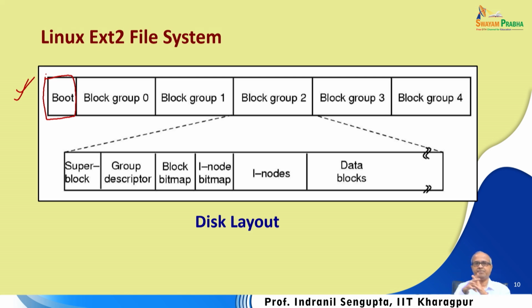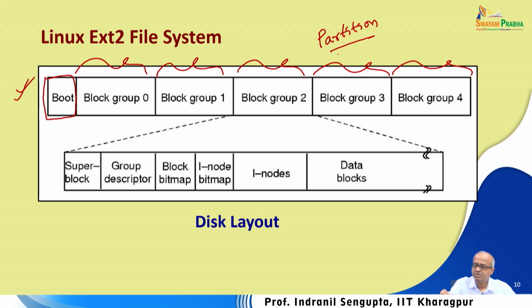and now the file system will be ready to use. And after the boot block, there may be a number of, here it is mentioned as block groups, but these block groups are very similar to what we call partitions. So, a disk we can divide into a number of partitions. In each partition we can have a file system. So, you can say one file system per partition.